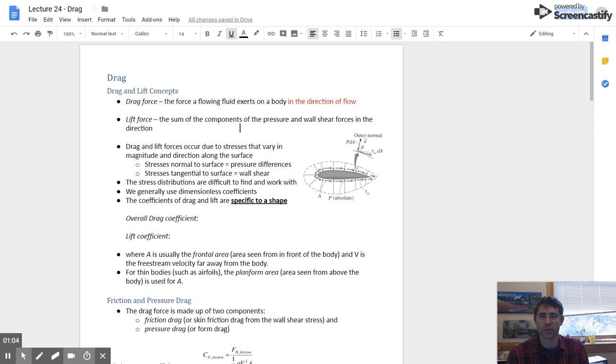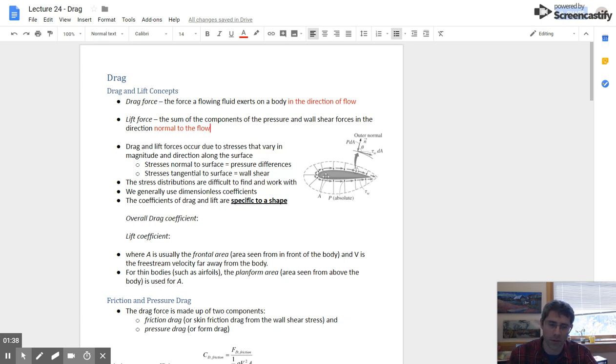The lift force, which we'll talk about later on, is going to be the sum of the components of the pressure and wall shear forces in the direction basically normal to the flow. And we'll go to red, normal to the flow. So we've got fluid flowing around an object. We've got forces that we're going to resolve into two components. One that is in the direction of the flow that we're going to call the drag force, and one that's normal to the flow that we're going to call the lift force.